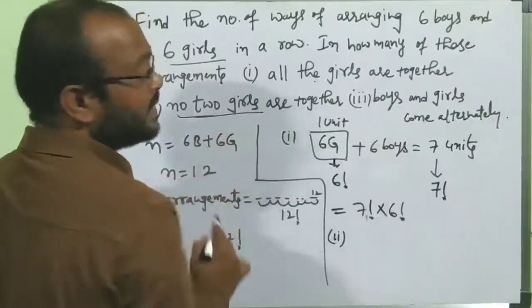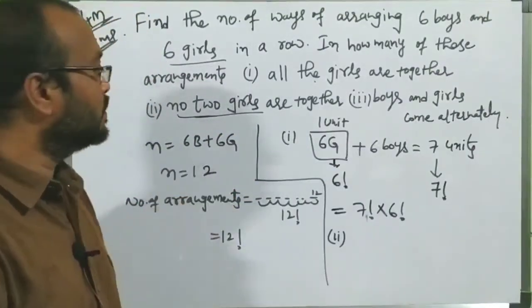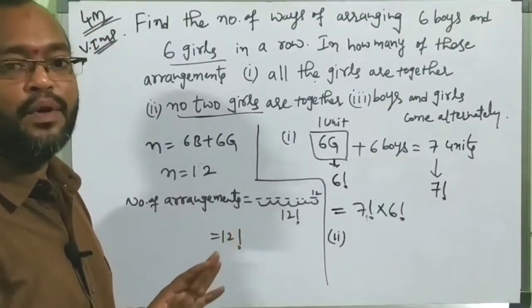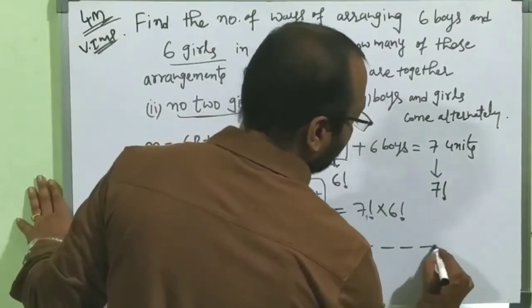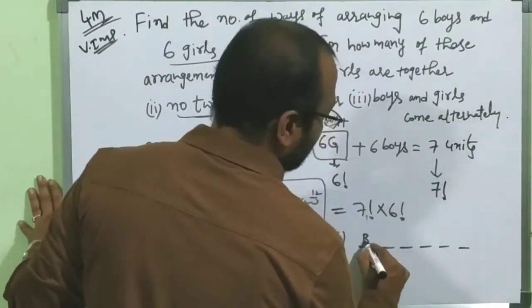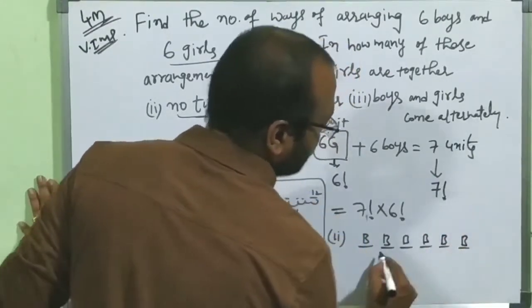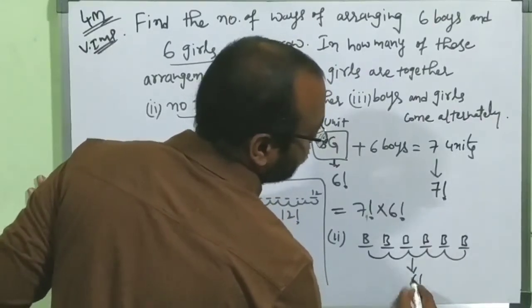No 2 girls in the sense that here, any 2 girls should not sit together. So the condition is for girls. First leave the girls. How many boys are there? 6 boys. Arrange those boys. 1, 2, 3, 4, 5, 6. These are the places for boys. 6 boys can be arranged in 6 factorial ways.